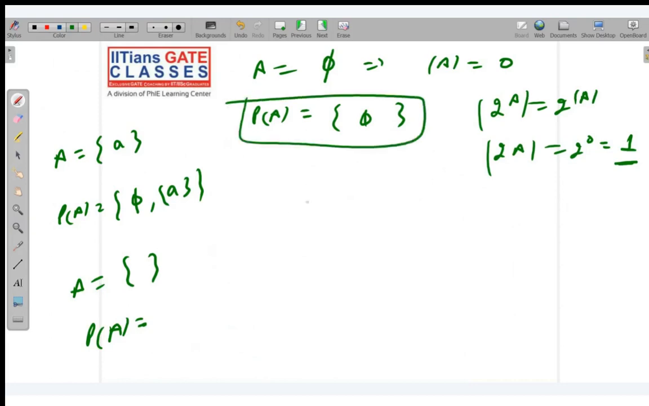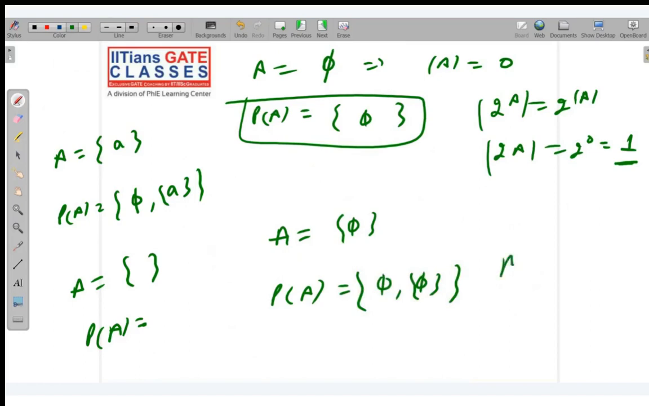Okay, and one more question. If A is {5}, like this, what will be the power set of A? The power set of A will contain two elements, ∅ and {5}. Is it okay now? And again, do not get confused. A intersection power set of A, please tell me what will this be.